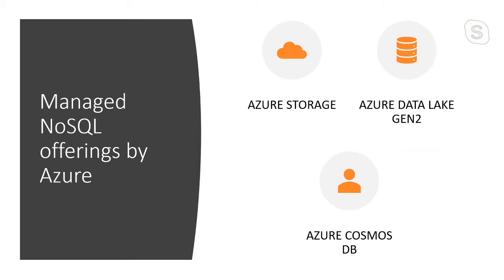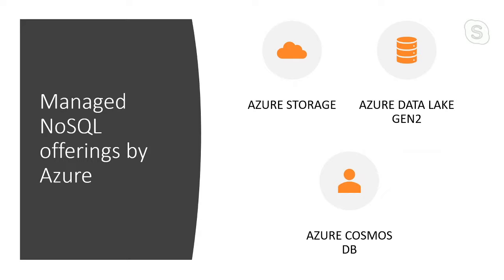Azure provides managed NoSQL offerings, and some of them are Azure Storage. Azure Storage is largely used to store unstructured data like files, blobs, and so on. It also has Azure Table Storage, which we will see as part of Cosmos later on. Azure Data Lake Gen 2 is another type of NoSQL store, which stores unstructured data. It's built on top of Azure Storage, so those are pretty similar. And finally, our main topic of discussion today is Cosmos.